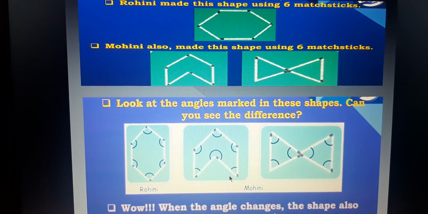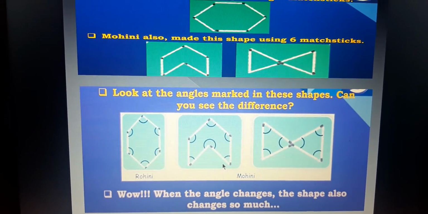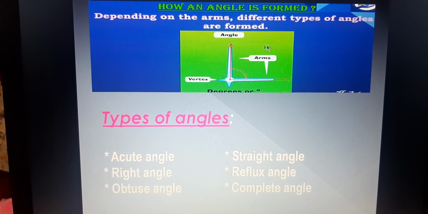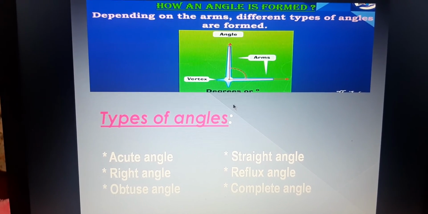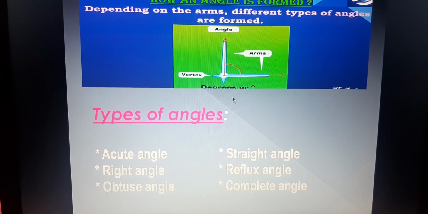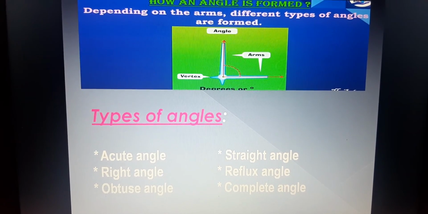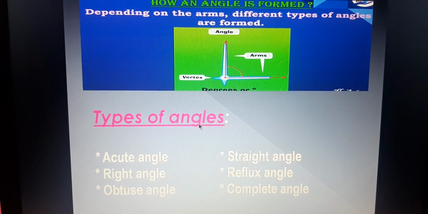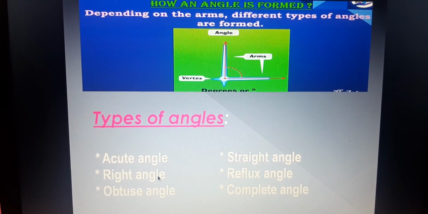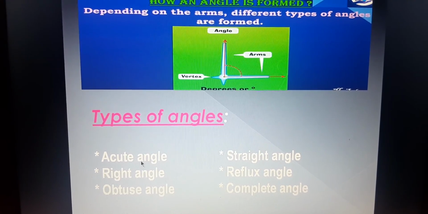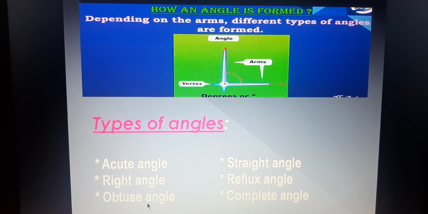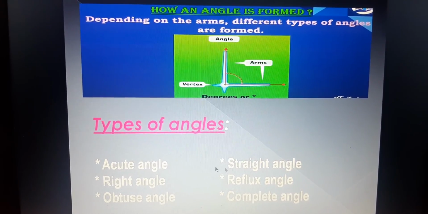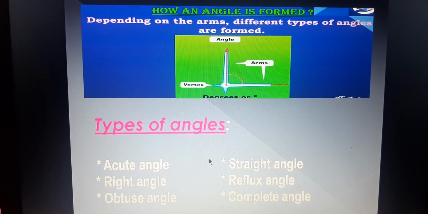Okay, now based on this we have one more detail about the types of angles, right? See how an angle is formed. Based on this only we have types of angles. In your class, you students are not identified only as 5th class students. You have your particular name for your own identification. In the same way, angles also have types, and those are identified by their particular names, right? What are those? Acute angle, right angle, obtuse angle, straight angle, reflex angle, complete angle. These are the types. We will see them one by one in detail.